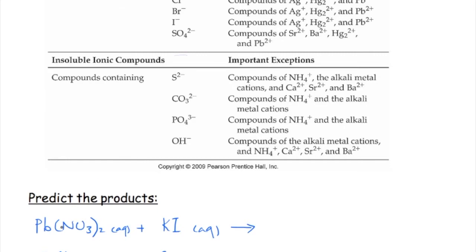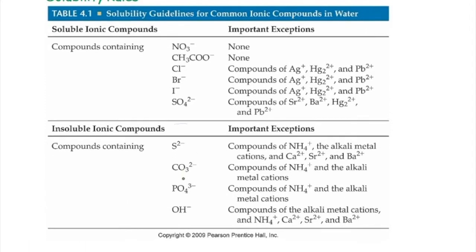Whenever you take a look at a chemical equation like this, and they ask you to predict the products and tell us if a reaction took place, we have to refer to the solubility rules table to see if your products are aqueous or solid.